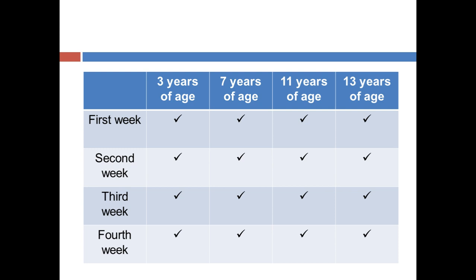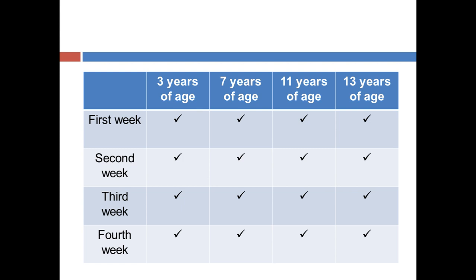At 7 years, the first permanent molars would have erupted. At 11 years, premolars and second molars at the age of 13 years and premolars at the age of 11 years. So these are the ages which coincide with the eruption of new teeth.